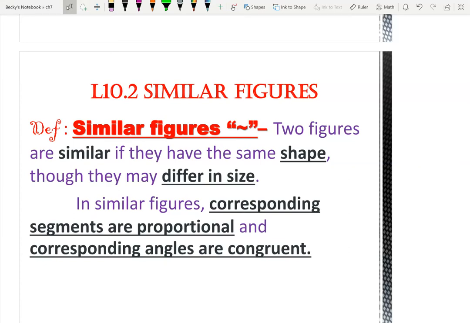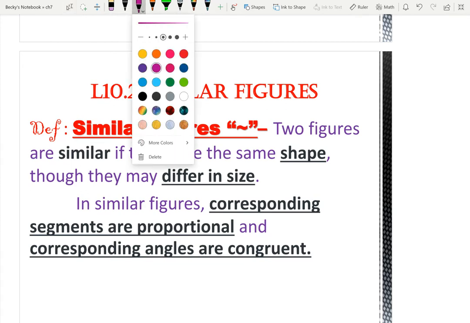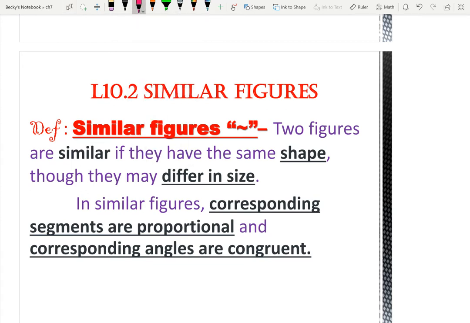Hi, we're going to go ahead and work on lesson 10.2, similar figures. Now, I briefly talked about this last class, what the word similarity means, and we're going to dig into it more today. All right. Now, similarity is not to be confused with congruency. For similarity, we have a new symbol, and it's like the top of the congruent symbol. I think it's called a tilde.